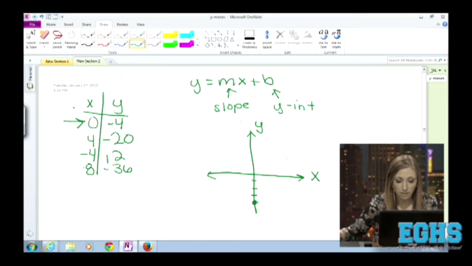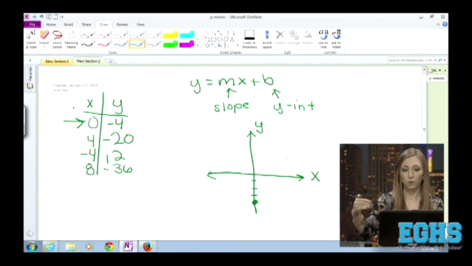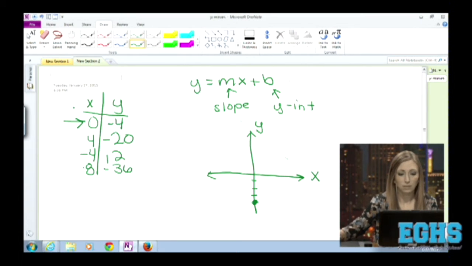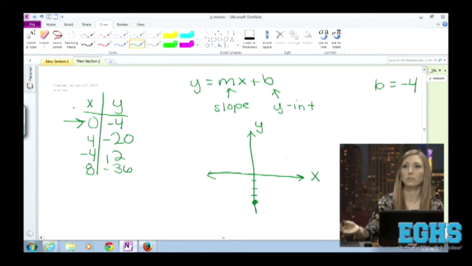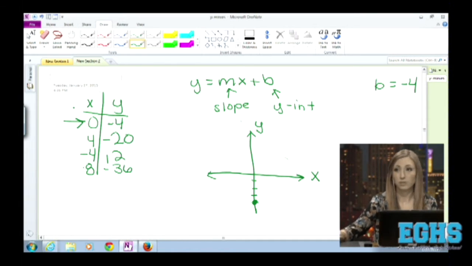So you can see I plotted that first point, 0, -4, where x is 0, y is -4. That's your y-intercept. The y-intercept is where the line or graph runs into the y-axis. So that one's relatively easy. So we know that our b, or y-intercept, is going to be -4, because that's what the y value is when x is 0. The trickier one a little bit is slope.